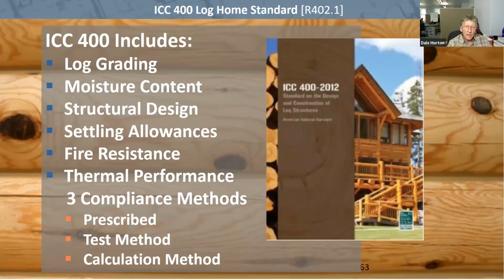ICC 400 was developed over 20 years ago by a group of associations along with the National Home Builders Association. So it's kind of a consensus document whose purpose is to provide consideration for how the thermal mass of log buildings behaves differently from an energy point of view than light frame construction. And so it has lots of different information about moisture content, structural design, and so forth. But what's key is that if it meets one of the three compliance methods for thermal envelope, then that satisfies the IECC requirement.